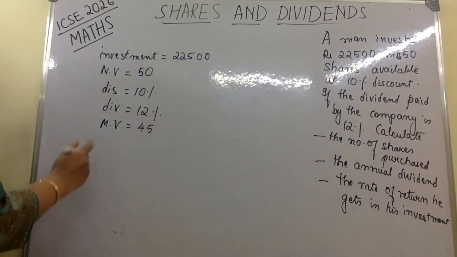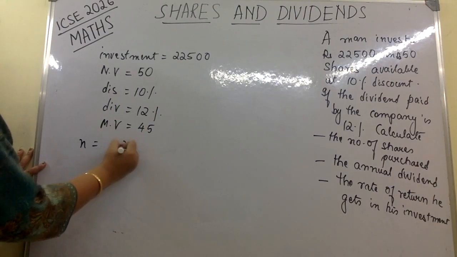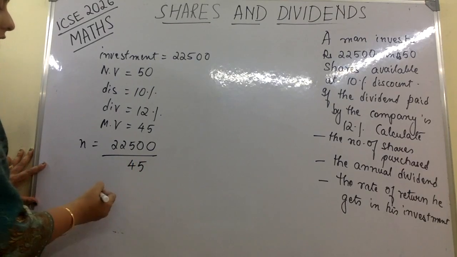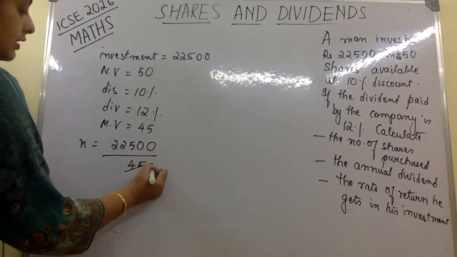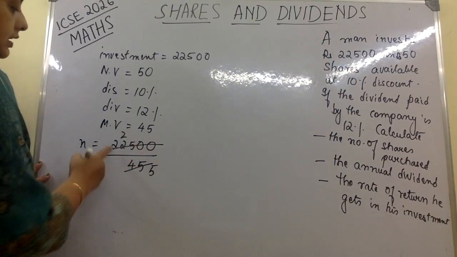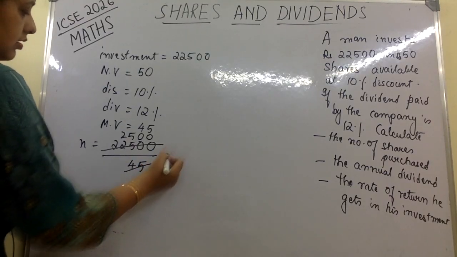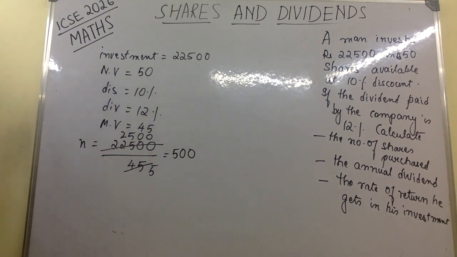Calculate the number of shares purchased. So N is equal to, he naturally buys it at this price, 22500 by 45. Okay, let's see if it goes by 9, because I can see it is going by 9. 9 5s are 45, and 9 2s are 18. Okay, and 5 and 0 0. 500. So he bought 500 shares.